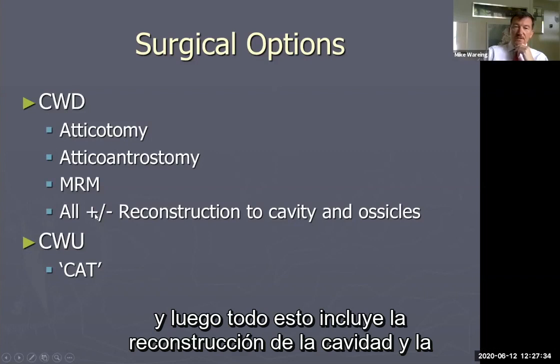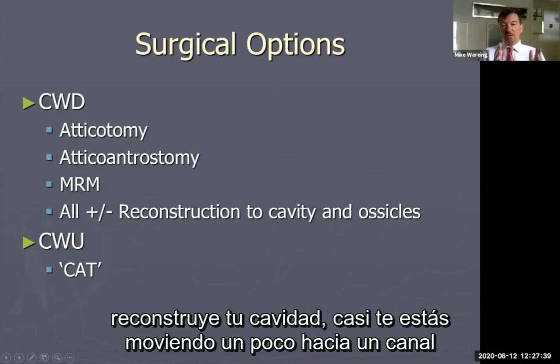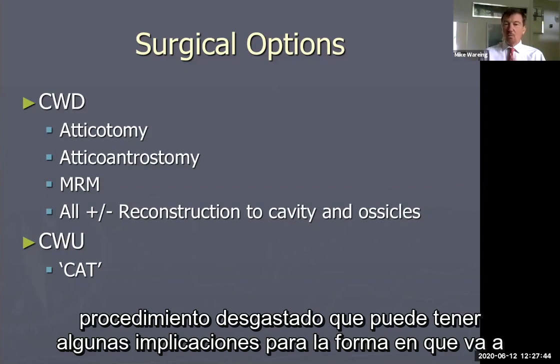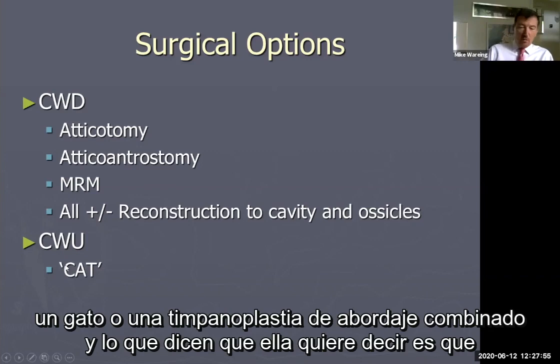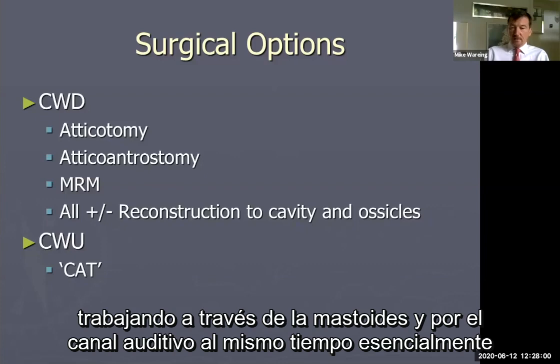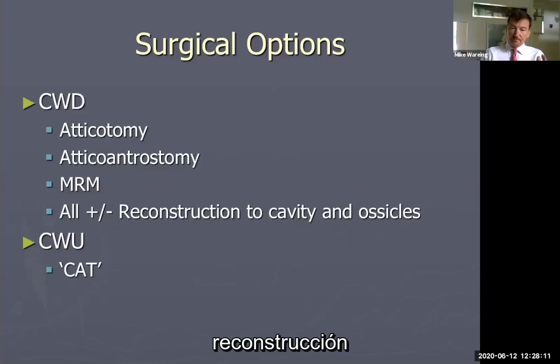So this is an option, and all of this includes reconstruction of the cavity and the ossicles. Now there is also a debate about whether or not if you actually reconstruct your cavity, you're almost moving it a bit back towards a canal wall up procedure, which may have some implications for the way you're going to follow them up. And then canal wall up, the classic canal wall up is a CAT, or a combined approach tympanoplasty. What that essentially means is that you're working through the mastoid and down the ear canal at the same time. But essentially, you've kept the posterior canal wall intact, and this helps with your reconstruction.